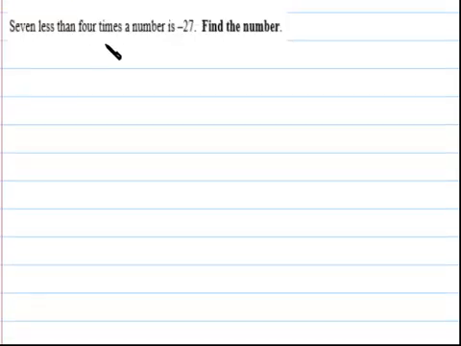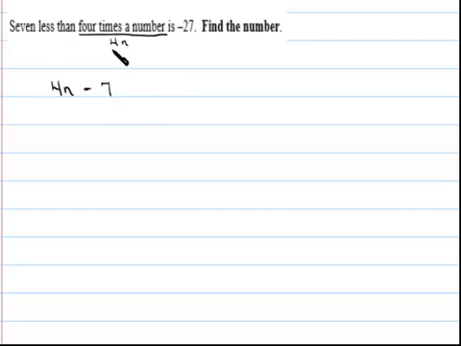7 less than 4 times a number is negative 27. Find the number. 7 less than 4 times a number. So here's a key right there. 4 times a number, that's 4n. 4 times n, 4 times the number. But be careful here. It says 7 less than that. So that means take this 4n and then 7 less than that. So it's 4n minus 7.